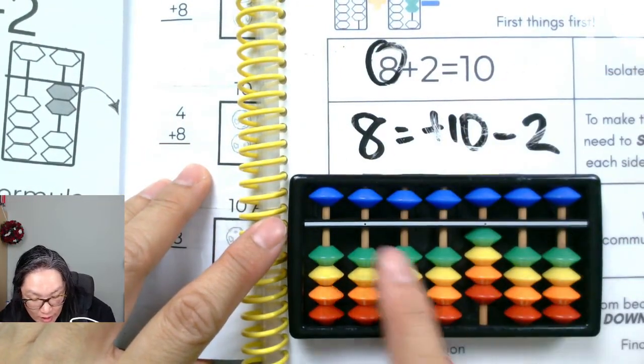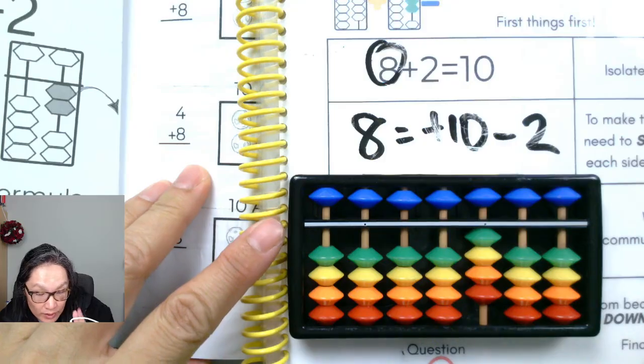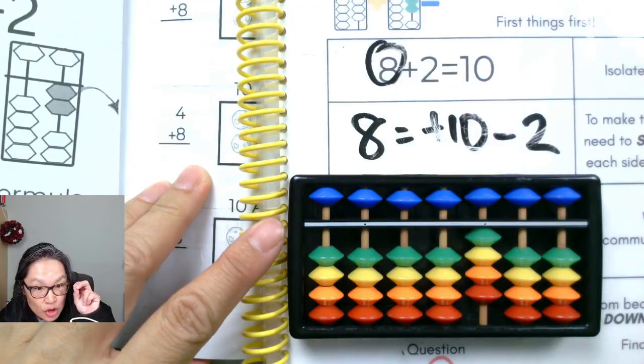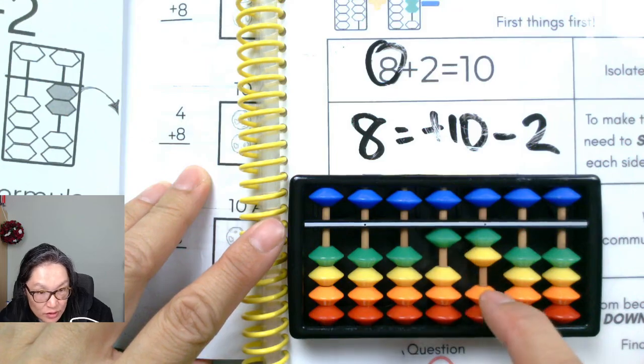So we have 4. Can we add the 8? No, we can't add the 8. What do we do? We plus the 10, take away the 2. We're given instructions how to do it. Plus the 10, take away the 2.